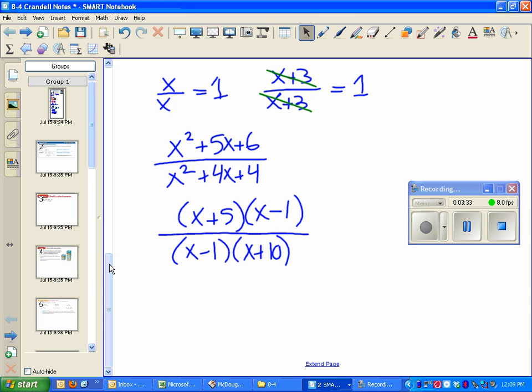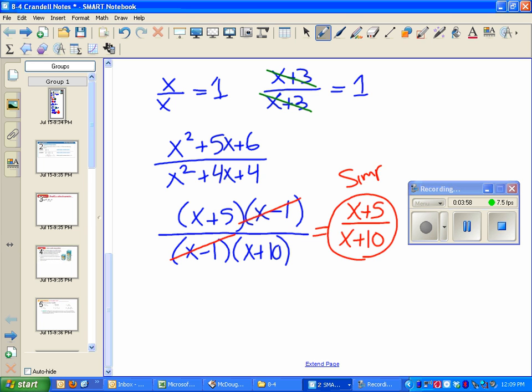What can I cross out? Good, x minus 1 with x minus 1. I can cross the whole factor out. So what's left on top is x plus 5 and x plus 10. Can I cross out the x's? Okay, I can't cross out the x's. Good job. Why can't I? Because of the plus sign. If it was a minus sign, it would be the same case. So that is my final answer. It's finally simplified. There's nothing else I can do.